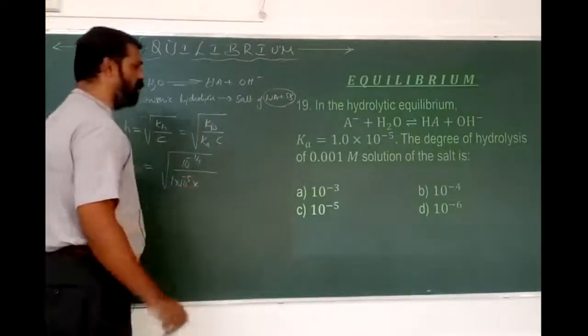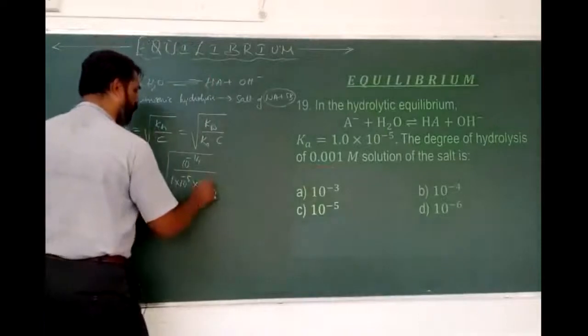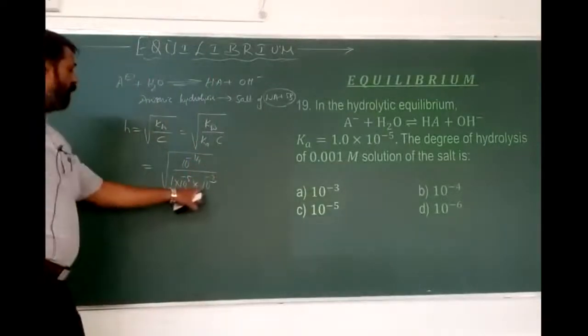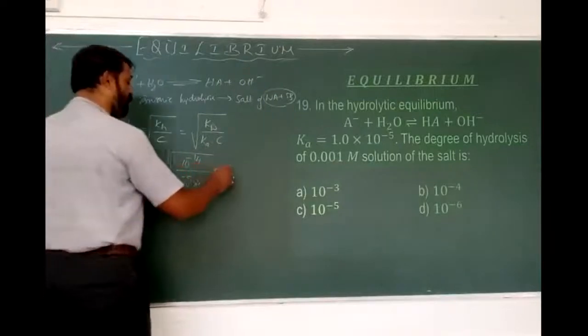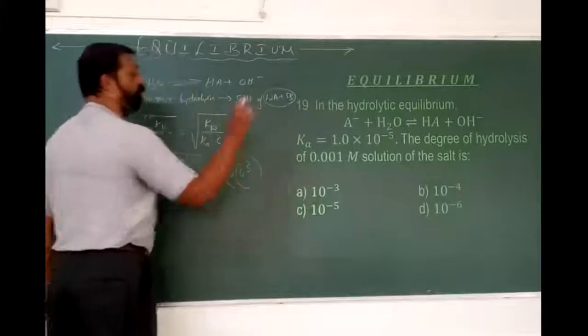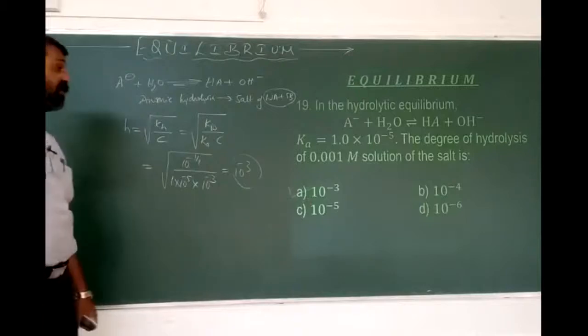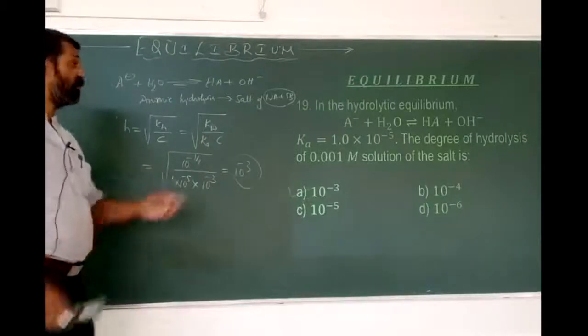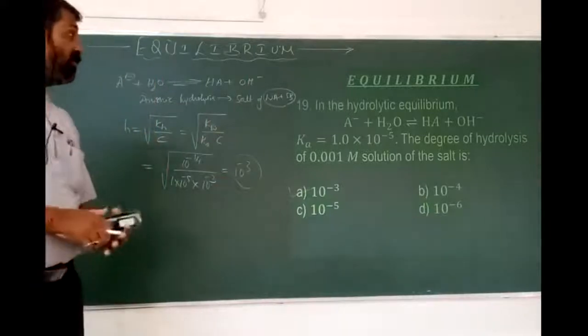The molar concentration 0.001 is simplified as 10^-3. So in the numerator it is minus 14 and in the denominator minus 8, which gives minus 6, and the root of that gives 10 to the power of minus 3. That is the value of the degree of hydrolysis for the salt. What is that salt here? A minus plus H2O gives rise to HA plus OH minus, because it is a salt of a weak acid and a strong base.